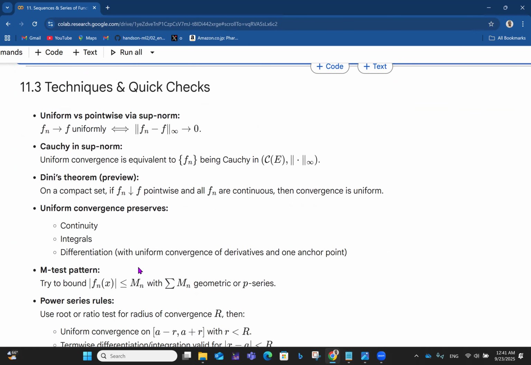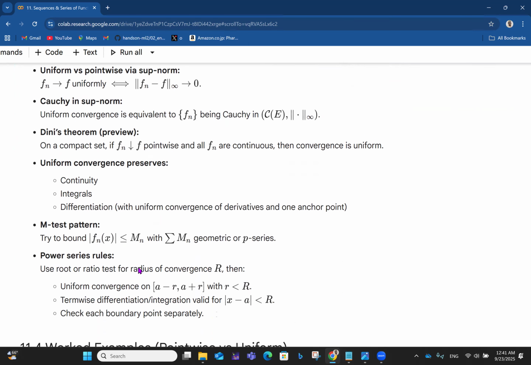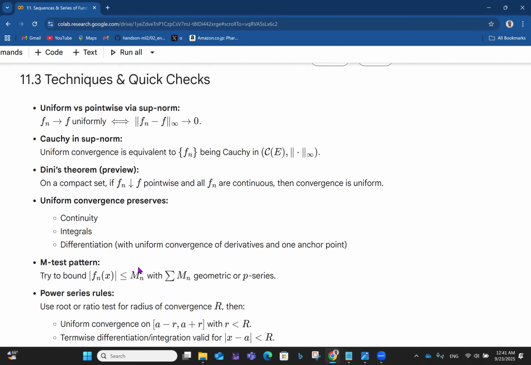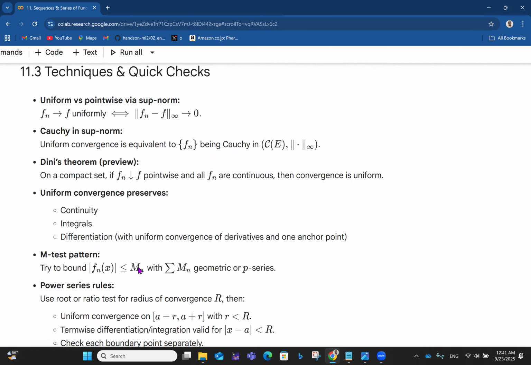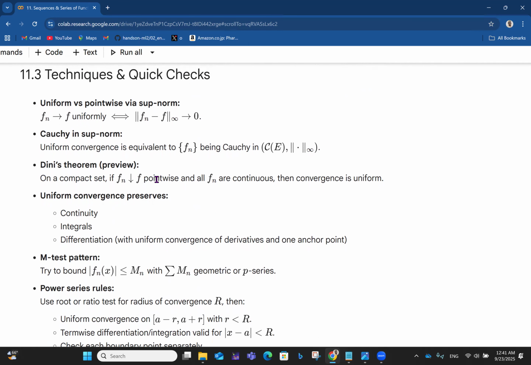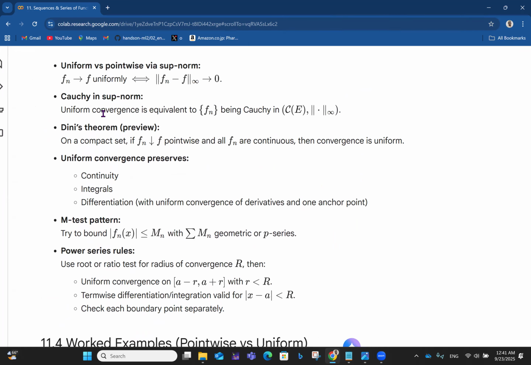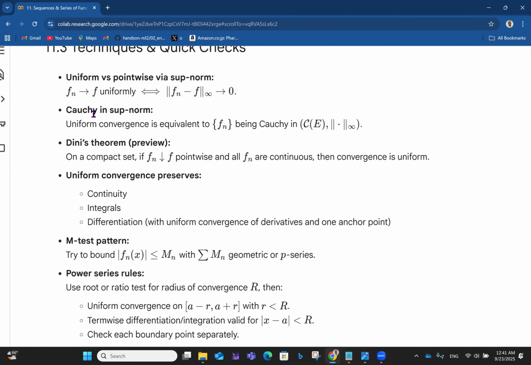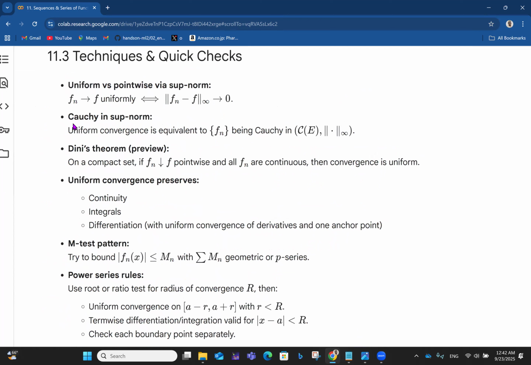Like that. So let's look at some techniques and quick checks we need when we talk about sequences and series, with focus on pointwise and continuous functions. Pointwise, right? So let's talk about techniques and quick checks here. So first of all, uniform versus pointwise via the sup norm.